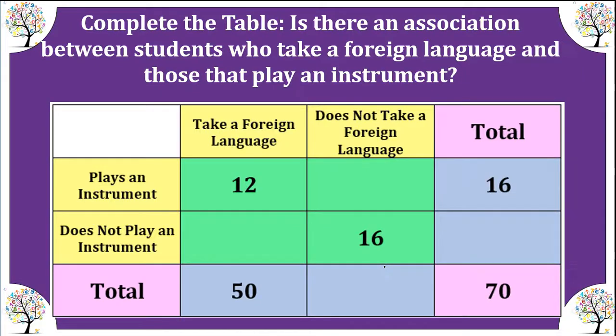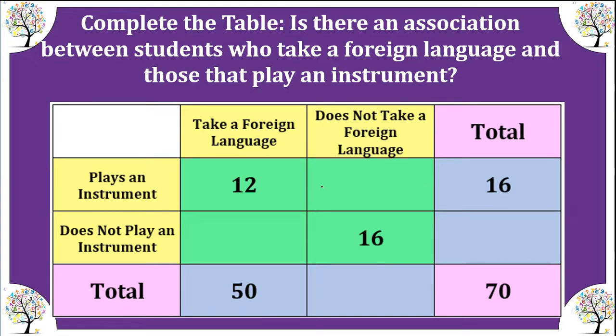Okay, let's take a look at one more example, make sure we know all the terminology and how to find the correct percentages. Here we're looking at the two categories of taking a foreign language and playing an instrument. Is there an association between the two? So let's complete this by subtracting our values from our totals or adding up values to get totals.